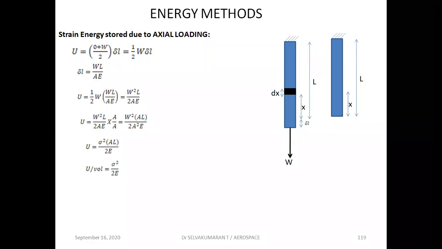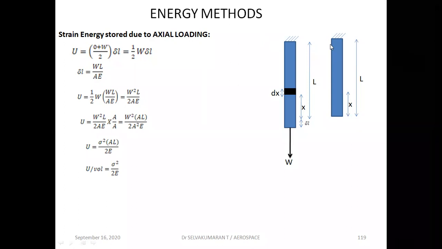What is strain energy? For example, whenever an external load is acting on a structure or a member or a body, the body undergoes deformation or the straining effect. The energy absorbed during this straining effect, we call it as strain energy. Let us see now the strain energy stored due to axial loading.